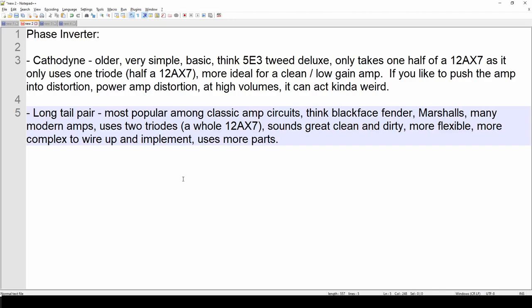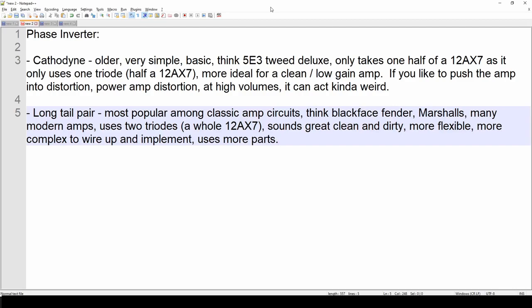So the first is the cathodyne. This is older. It's very simple, very basic. It's used in a 5E3 Tweed Deluxe. One of the advantages is that it only takes up one half of a 12AX7. A 12AX7 preamp tube is two gain stages wrapped together, so the cathodyne only needs one of the two. And because it only uses one triode, it makes it very simple, very clean, very straightforward. I would say it is probably most suited for cleaner or lower gain type amps. I think it's going to perform best in those environments.